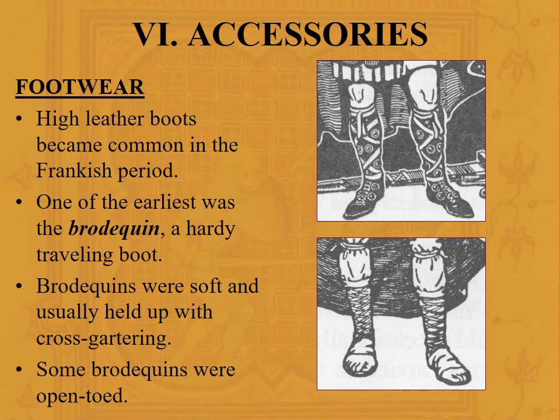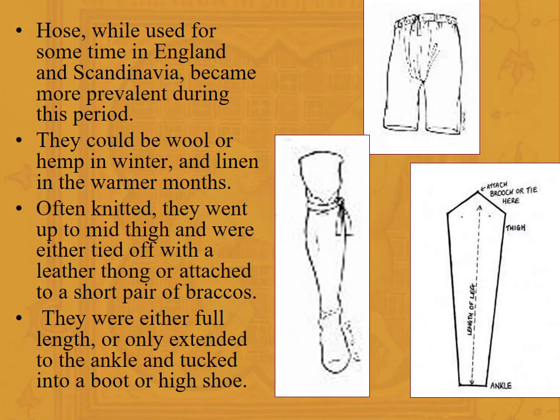Let's talk about a couple of interesting footwear pieces here. One is the bronican, which is a hardy traveling boot. Soft, usually held up with cross gartering, as you can see here. Some garters to help hold it up. Open-toed and closed-toed. So, bronican, a hardy traveling boot.